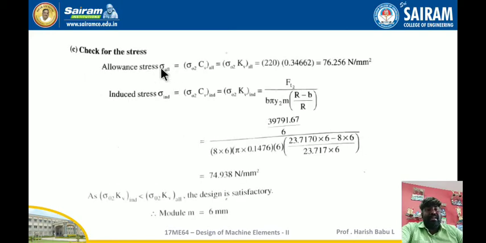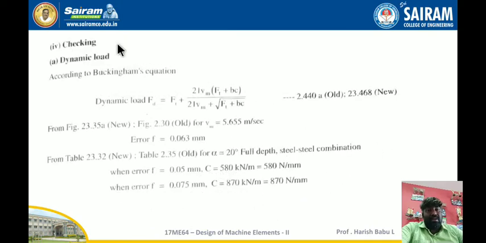So I want to check that by sigma allowable and sigma induced. Sigma allowable I am going to get as 76.256, that is nothing but sigma naught 2 into kV or Cv. Sigma induced will be equal to Ft2 divided by B pi y2 into M into (R minus B) by R. Substituting the values, I am going to get 74.938. So sigma allowable is greater than sigma induced, so the design is satisfactory, so I get module equal to 6 mm. Next we'll be checking the dynamic load and wear load.